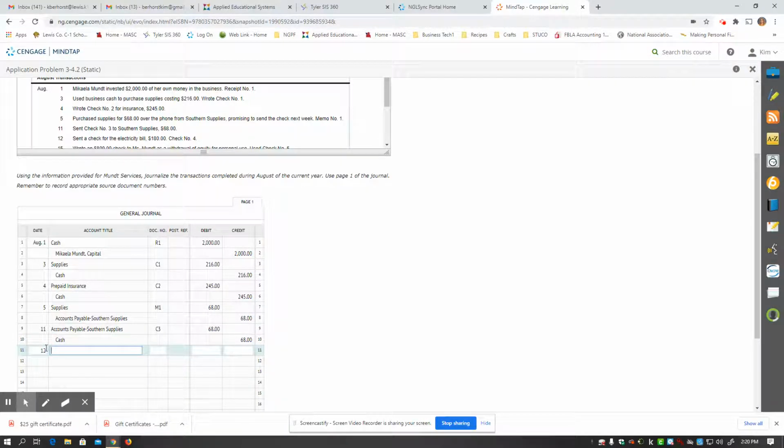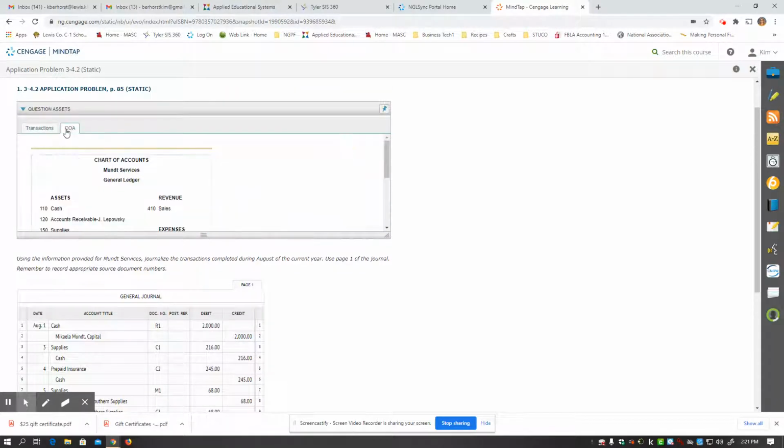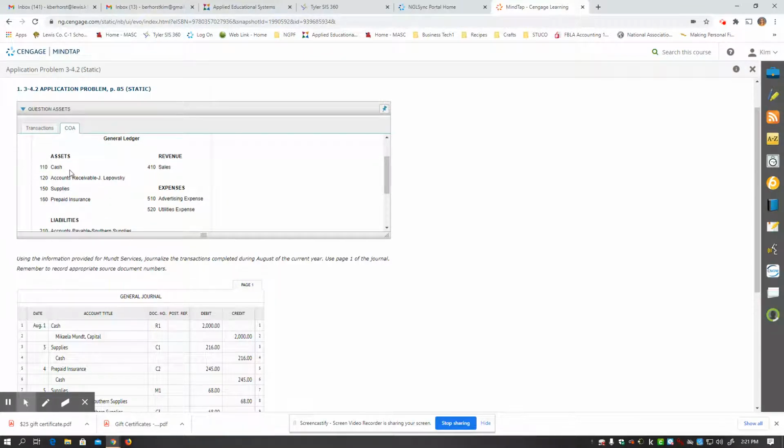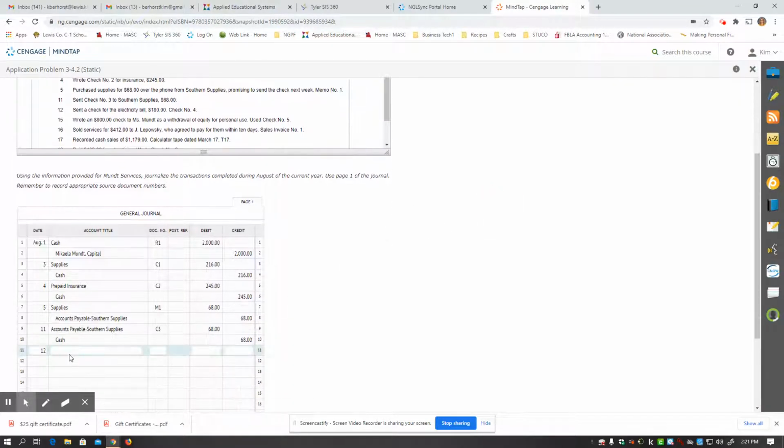Number 12, sent a check for the electricity bill, $180. So how do we know what account electricity bill would come out of? We go to our chart of accounts. Electricity is an expense, so it's under utilities expense. If you didn't know, you can copy and paste these things. It helps sometimes. So utilities expense, check for, right? For the amount of $180. And then we did cash for also $180.